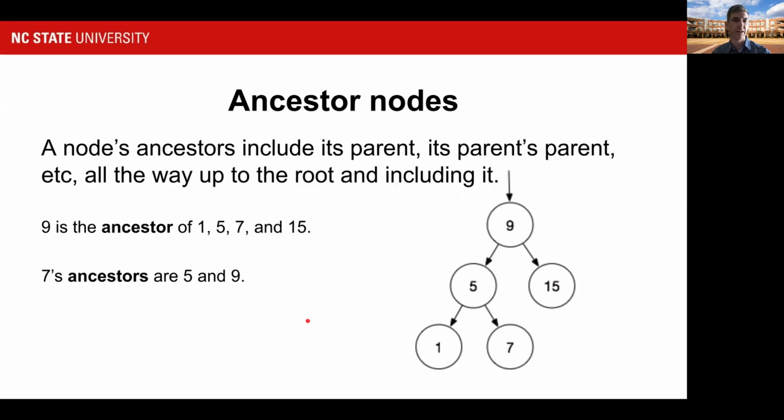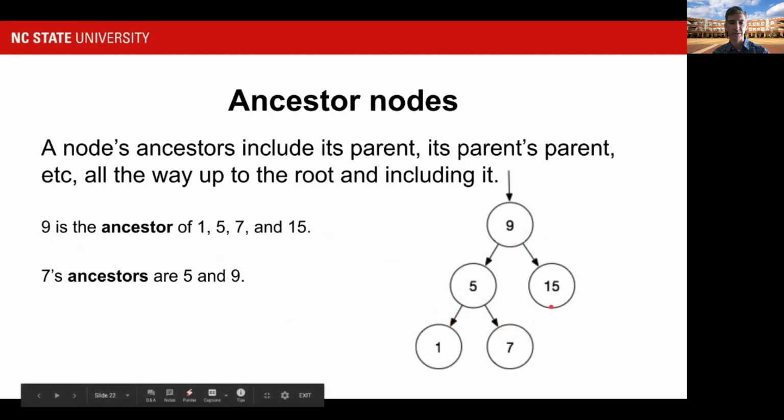Ancestor nodes. A node's ancestors include its parent, its parent's parent, and so on, all the way up to and including the root. So for example, 9 is the ancestor of 1, 5, 7, and 15. And 7's ancestors are 5 and 9.